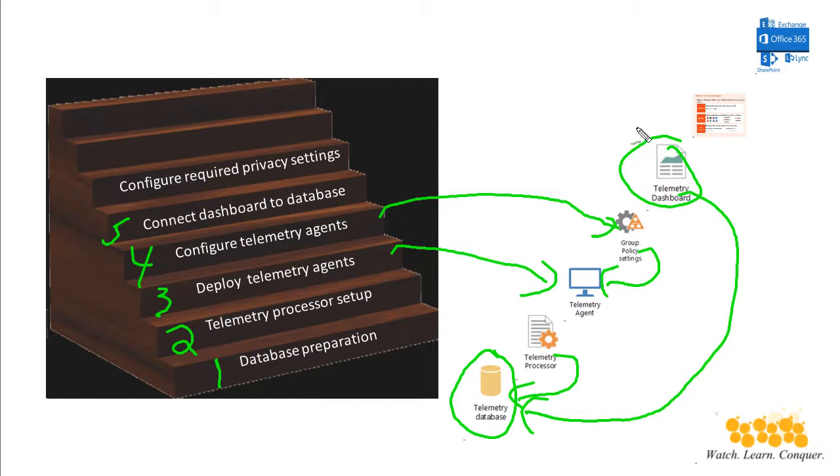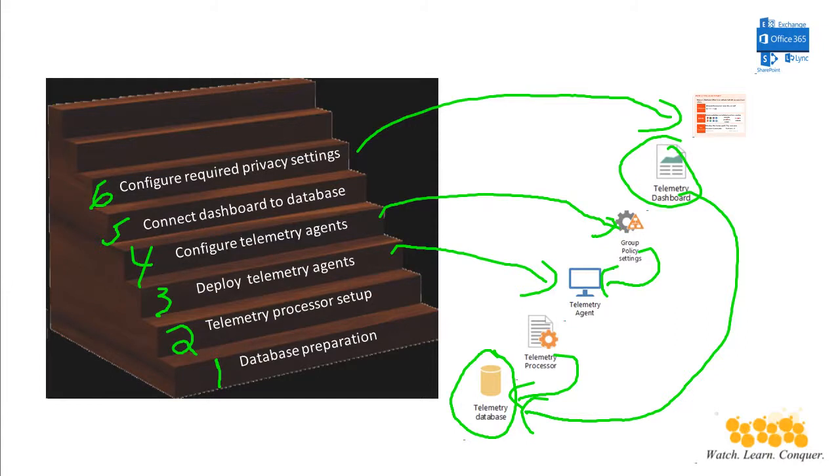Now, our sixth step is optional, but it's to configure required privacy settings over here. So if the turn on privacy settings in the telemetry agent group policy setting is enabled, your file names, your file paths, and the titles will be obscured. So this step can be used to enforce any privacy concerns that management may have.